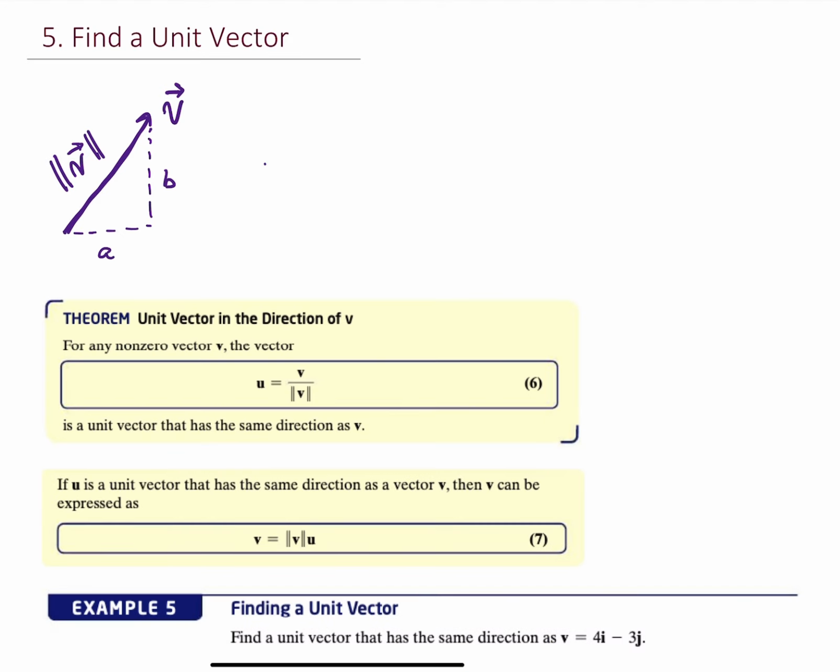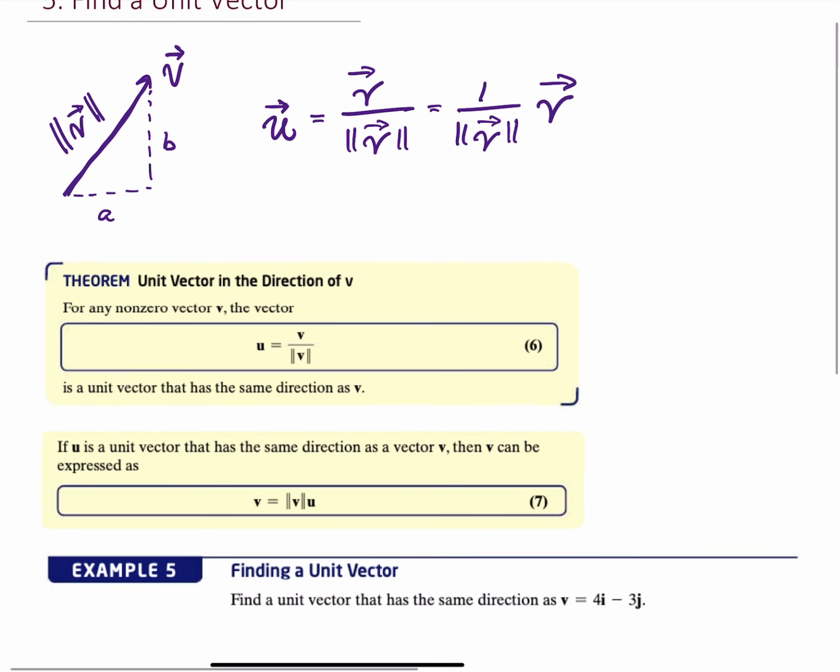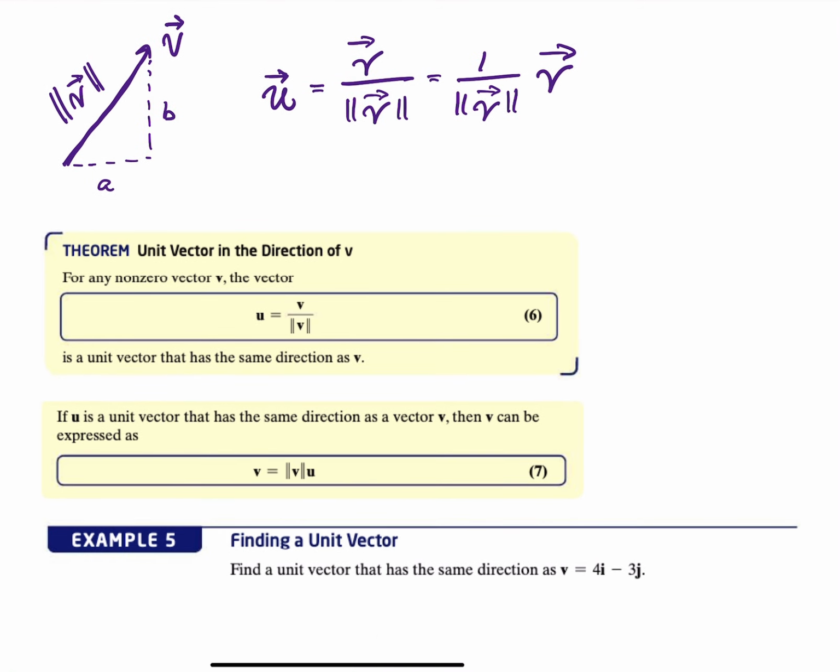So they usually write a unit vector using a u. So this unit vector would be the vector v divided by its magnitude. Or we can write it as 1 over the magnitude times the vector. And that's what we have here. So let's see an example.